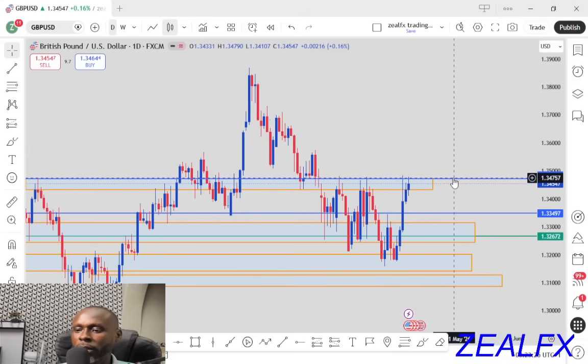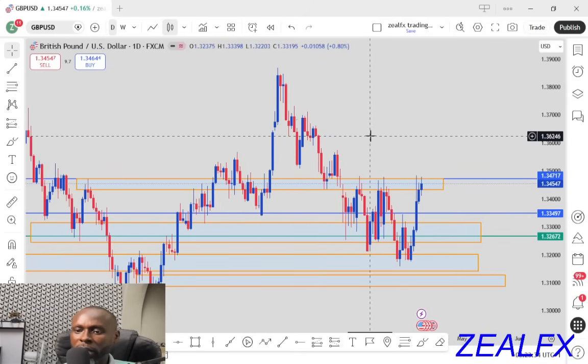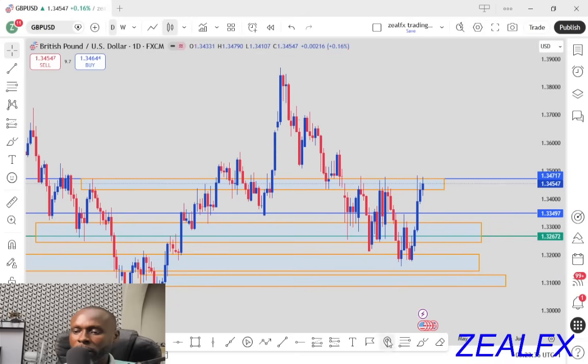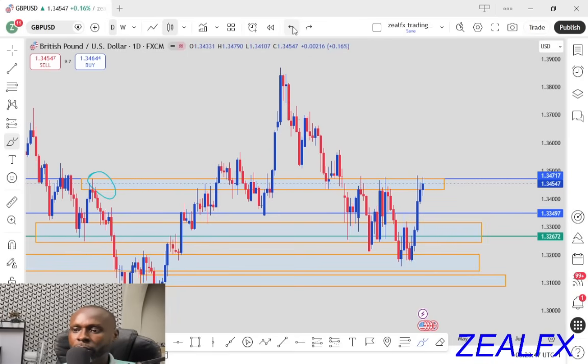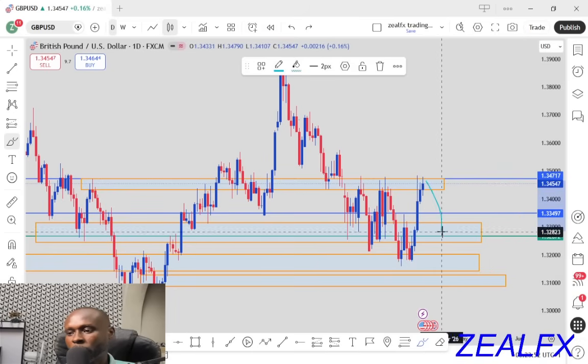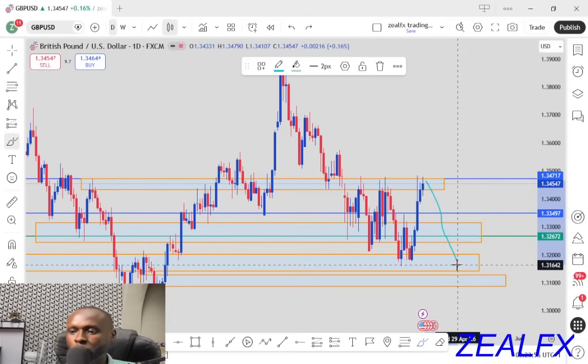The pound USD on my daily chart still remains on a sideways trend. We can see we still have price close on this resistance level, and this resistance level. So long as we have price close on this resistance level, this is an indication of price reversal for the pound USD. So we expect price to drop back to this support level. A break of this support level may push price lower to this support level.